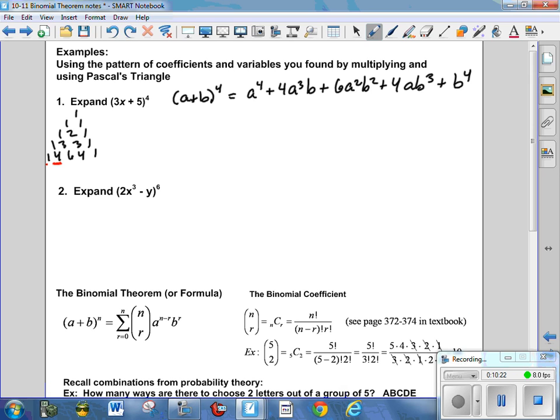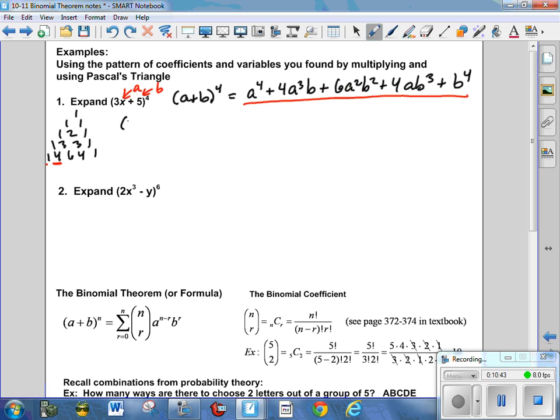Now this becomes a pattern for me. I know where all the a's and b's go, so what do I do with the 3x and the 5? Well, 3x is my a, and 5 is my b. So every place there's an a, I put in 3x. Every place there's a b, I put in 5. And I just use this pattern right here.